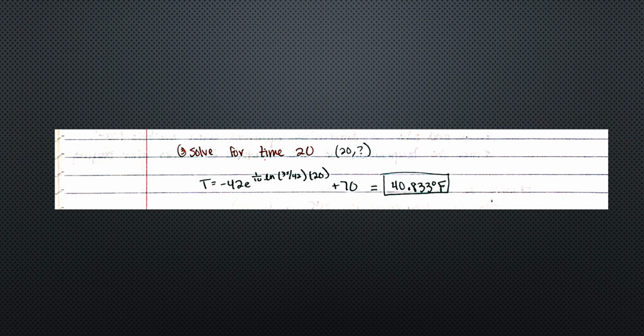So in order to solve for time 20, we just plug in 20 for our little t, which is right here. And so when we do that, we get T equals negative 42e to 1/10 times ln of 35 over 42 times 20 plus 70 gives us our answer, 40.833 degrees Fahrenheit.